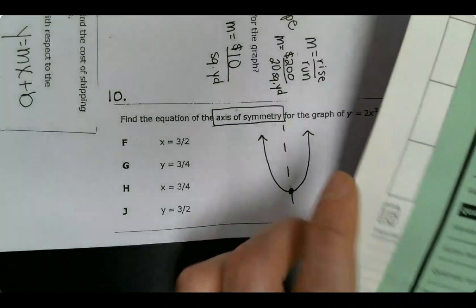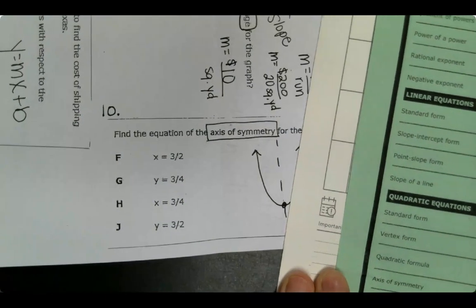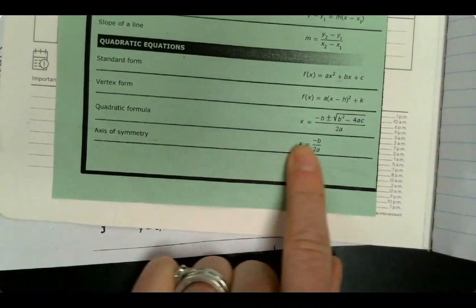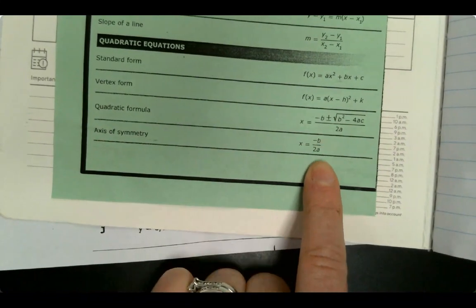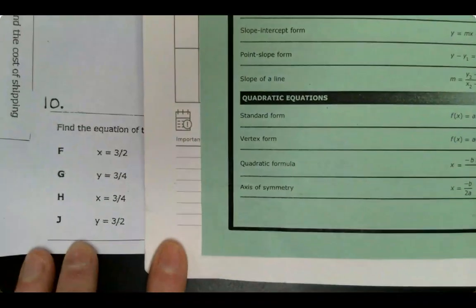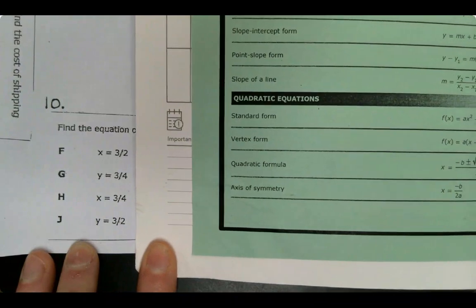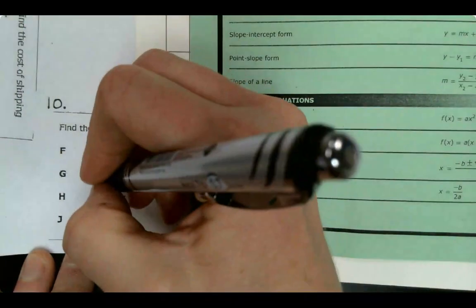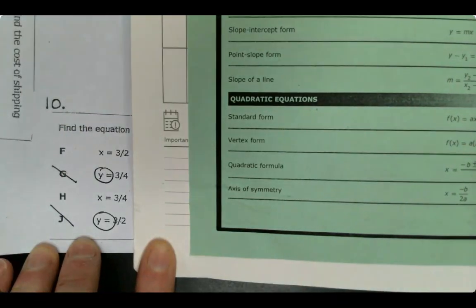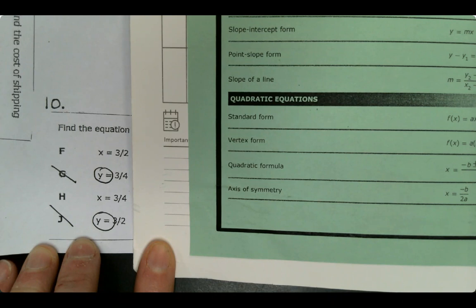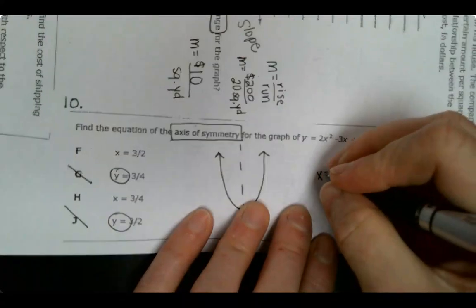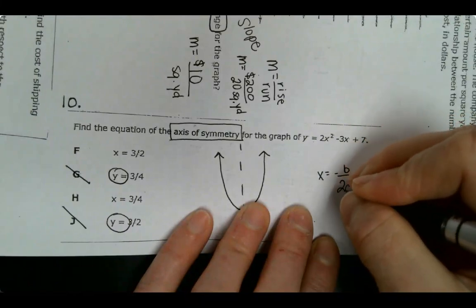It's the line that cuts it in half and goes through the vertex too. Actually, our formula chart tells us a formula for it. Y'all look at my formula chart real quick. Axis of symmetry, x equals negative b over 2a. Look at your answer choices. Which ones can I mark out because they don't say x equals? So it's either 3 over 2 or 3 over 4. Let's write the formula down. X equals negative b over 2a.